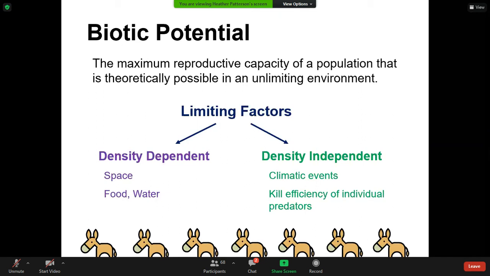In the same sense, the kill efficiency of individual predators doesn't depend on the population size of the animal we're concerned about. Each predator has different capacities for killing prey, and some are better than others. So if your population happens to support a number of highly efficient predators, then that will be a limiting factor regardless of the actual number of prey.